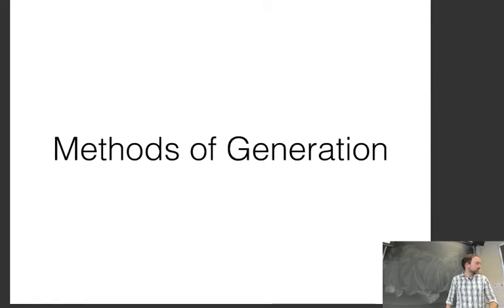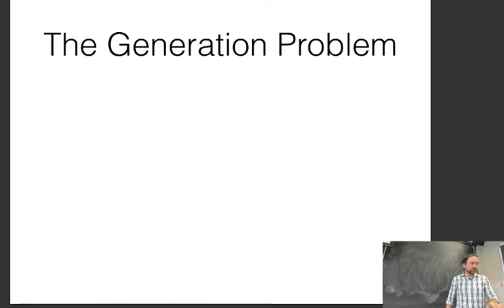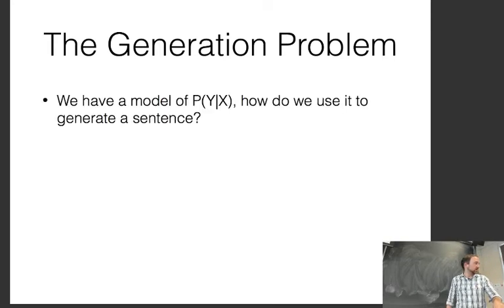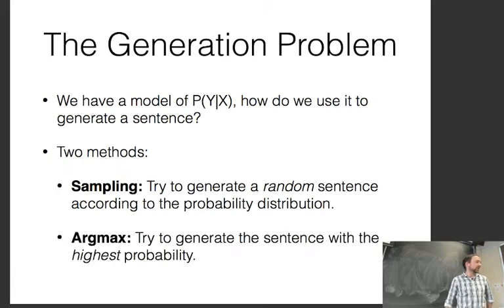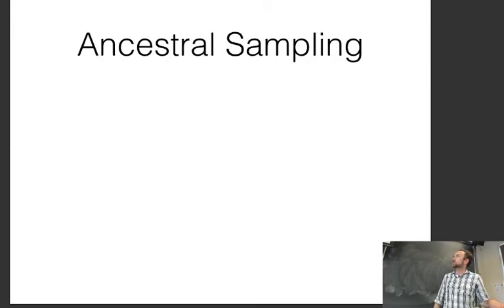So the generation problem, basically we have two different types of problems that we would like to solve. One is that we have a model of P(Y|X), and how do we use it to generate a sentence? And there are basically two methods. One is sampling, where we try to generate a random sentence according to the probability distribution. And the second one is argmax. So we try to generate the sentence with the highest probability, or we might want to generate the k sentences with the highest probability or something. And the way we generate sentences depends on this.